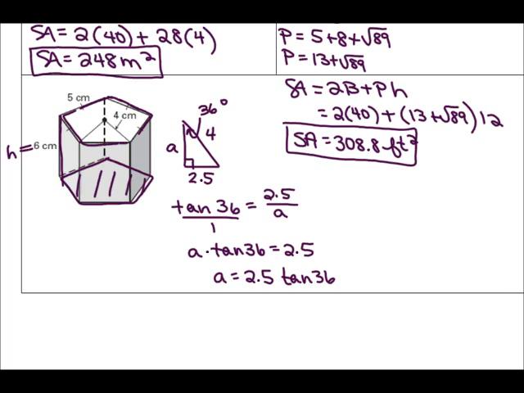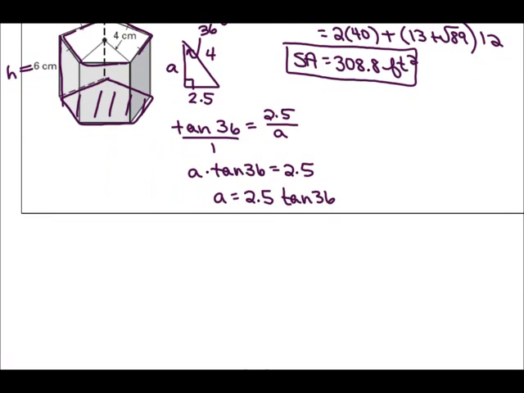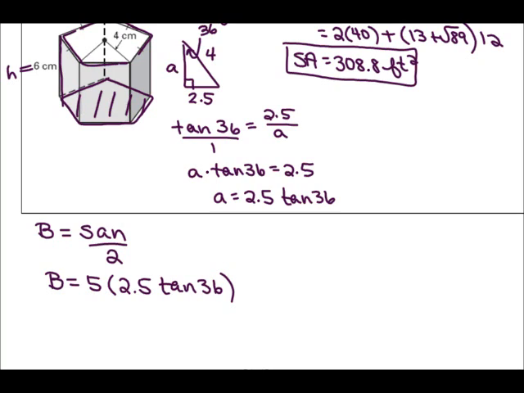Okay, so now we can calculate the area of the base. The area of the base of my prism, which is a pentagon, is side times apothem times number of sides divided by 2. So when we plug that in, my side length was 5, my apothem was 2.5 tangent of 36, I have 5 sides, and I'm dividing by 2.